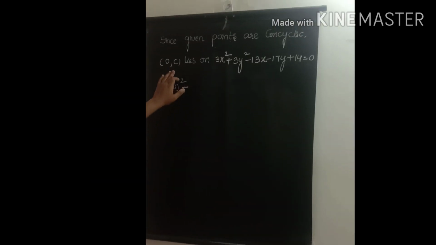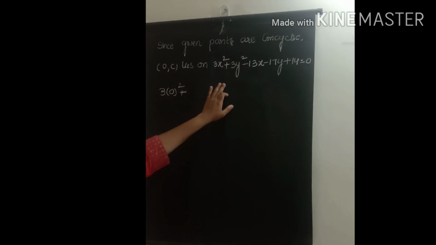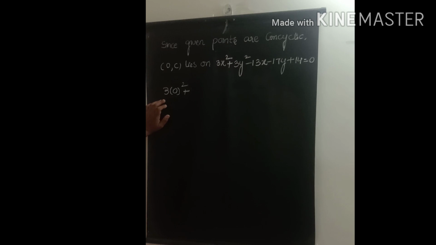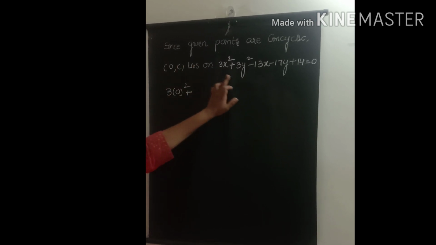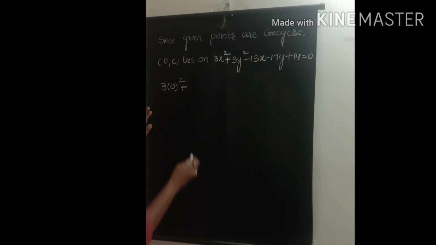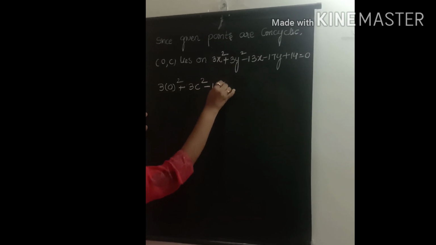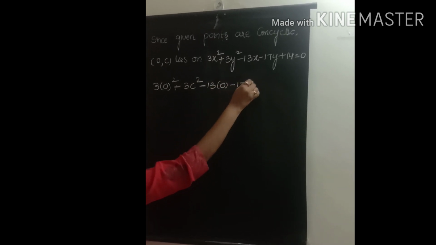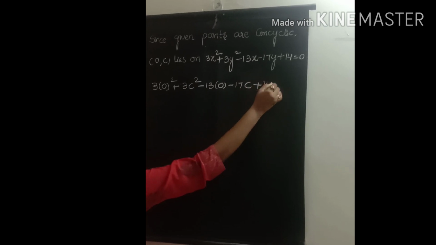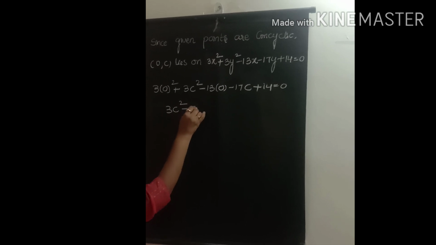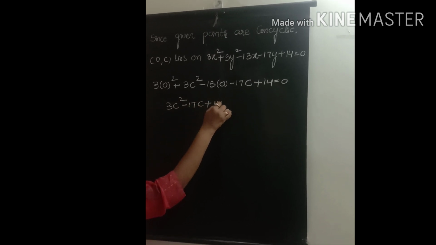Points are concyclic. The point 0, c lies on the circle 3x square plus 3y square minus 13x minus 17y plus 14 is equal to 0. Means we are substituting this point in the circle equation. That is 3 into 0 square plus 3c square minus 13 into 0 minus 17c plus 14 is equal to 0. That is 3c square minus 17c plus 14 is equal to 0.